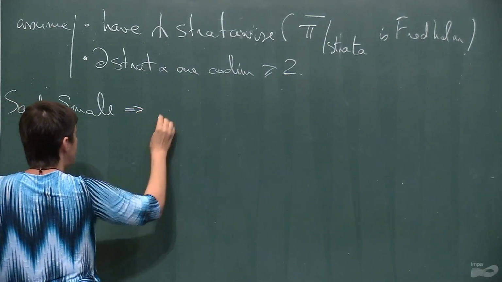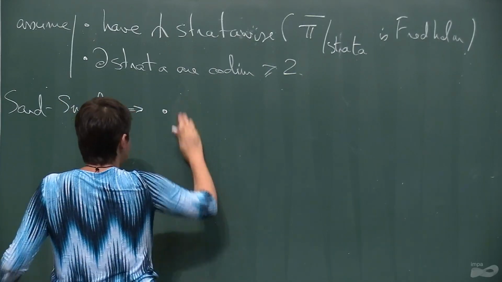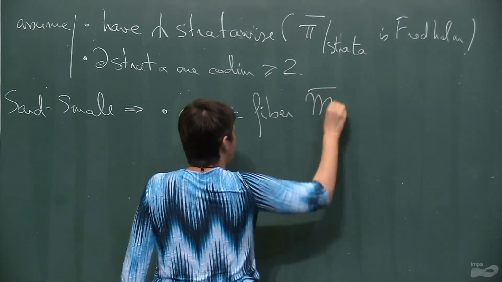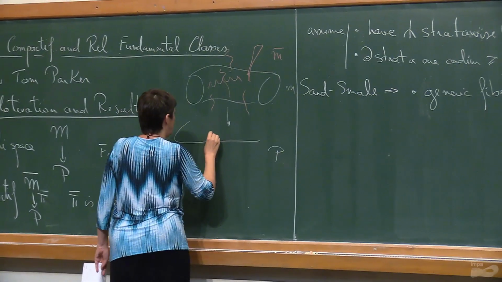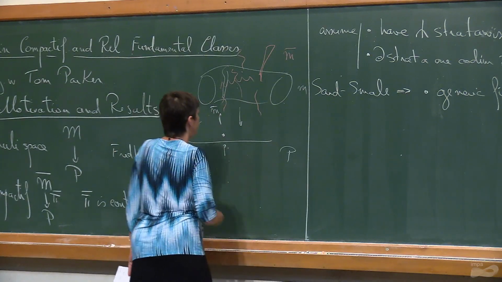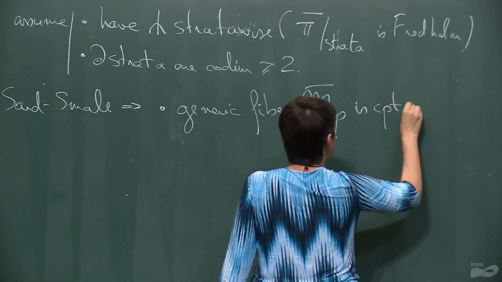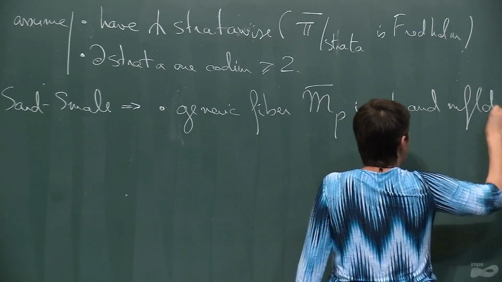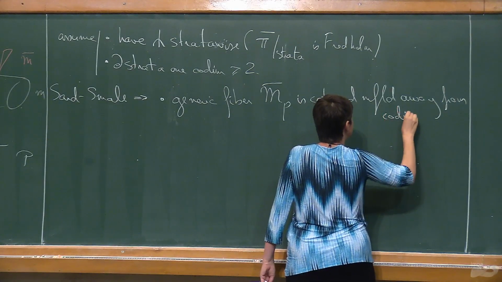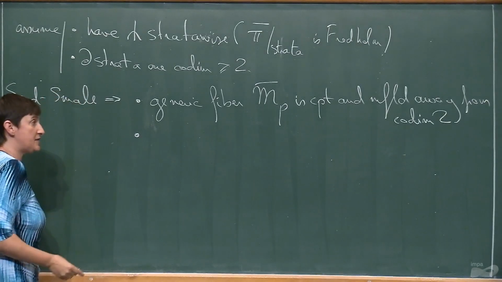Then the Sard-Smale theorem will tell us that we have the following properties. The first property is that the generic fiber, let me denote it M bar p, over a point p here, is compact, we know because pi bar is proper, but it's a manifold away from codimension 2. That's the first thing. And the second thing, Sard-Smale will give us something similar for paths.